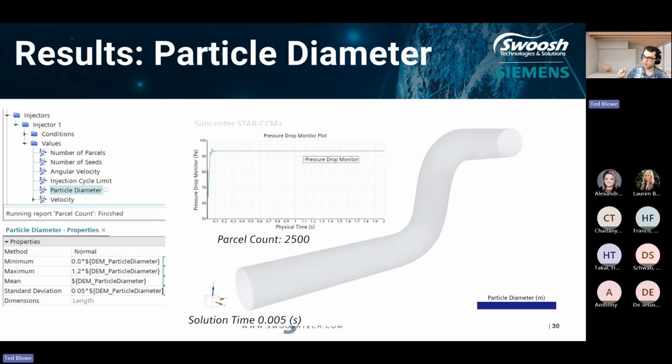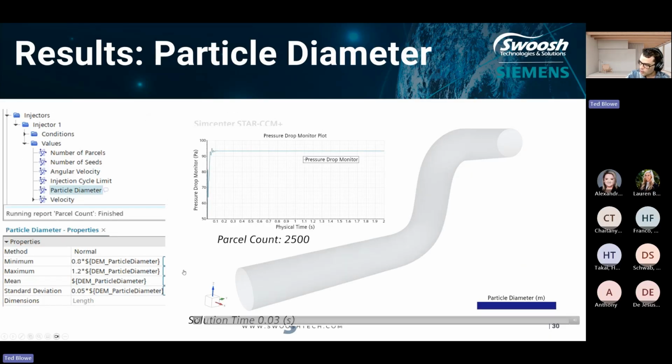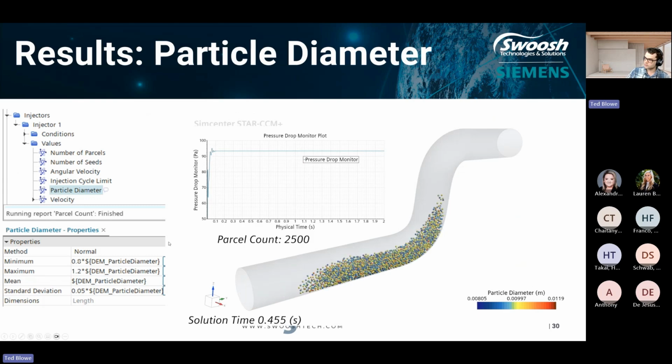In terms of the global parameter, I'm measuring pressure drop between the inlet and the outlet, and you can see that it converges very quickly to about 93 pascals. Oh, and here's a video of the different sizes of our particles, and this is for the one-way coupling.